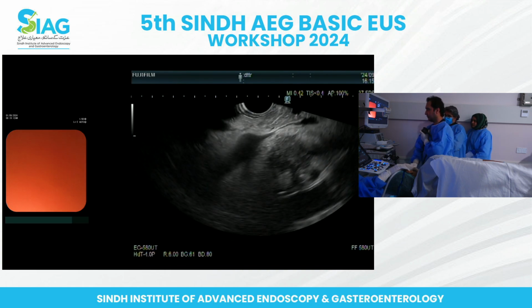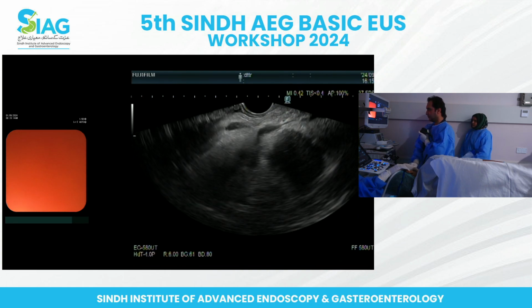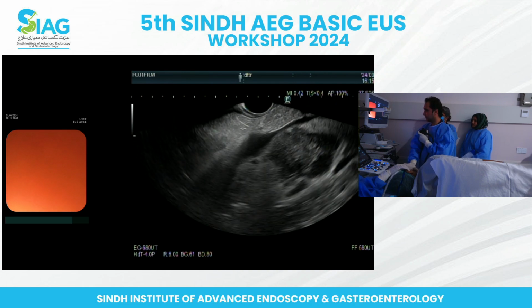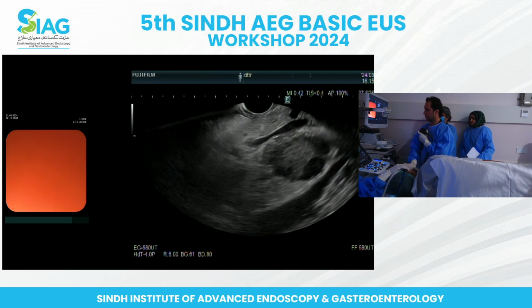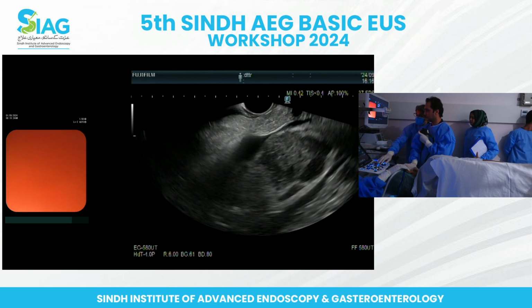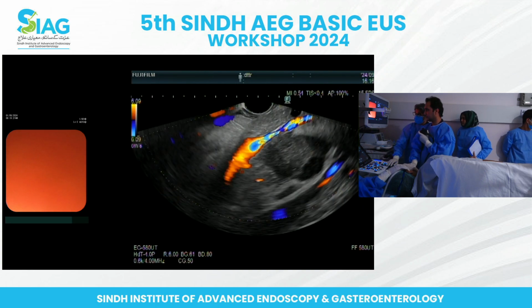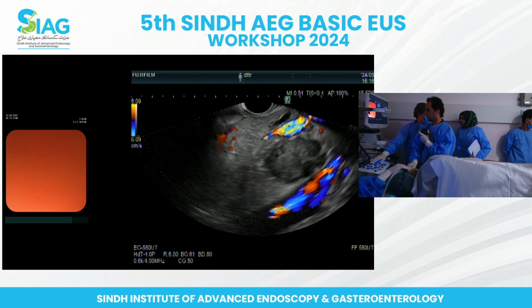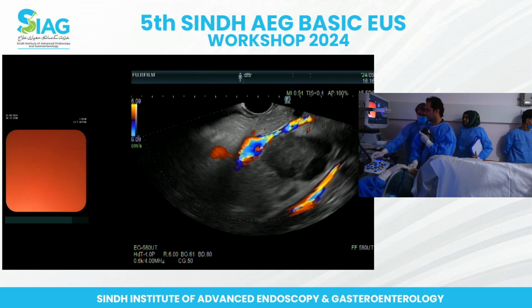So it's a head mass. I don't think there really is a fat plane between the two. And there are cysts in there as well. So there may well be neuroendocrine. Can you see the cysts in between this? Yes, it may well be neuroendocrine.